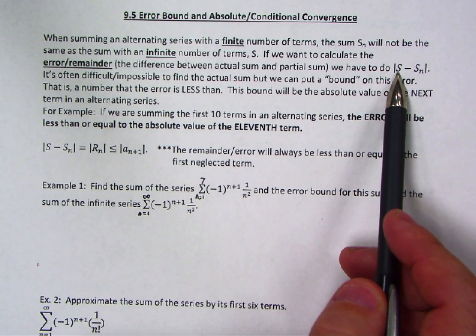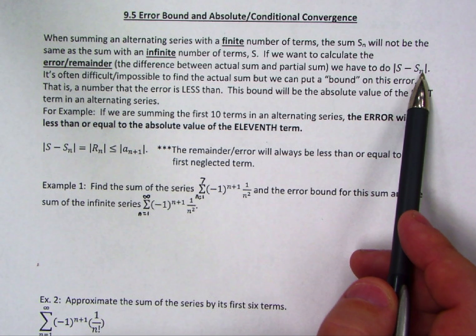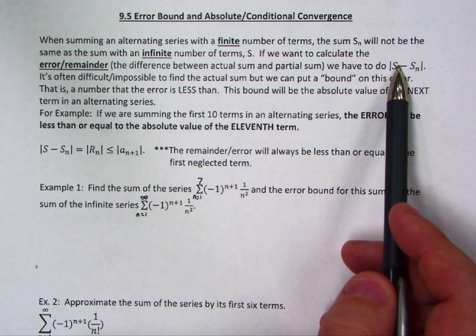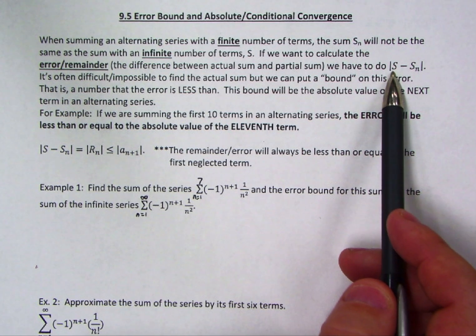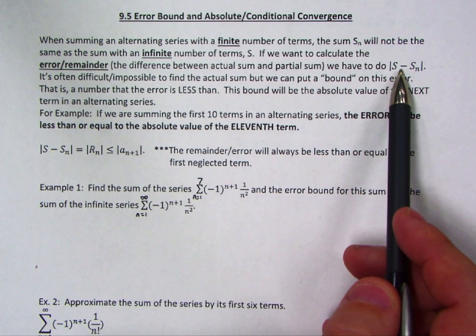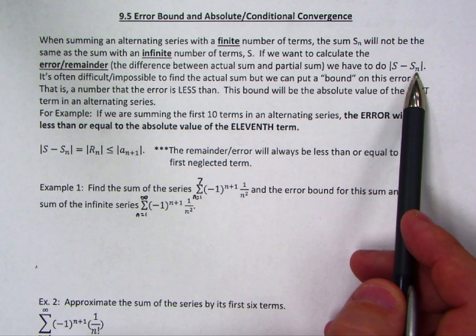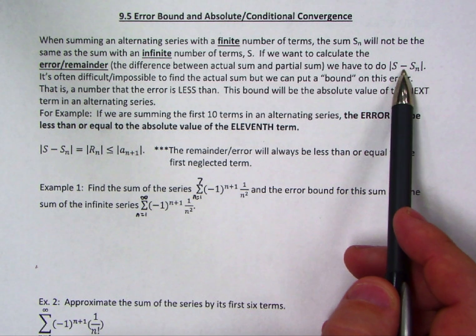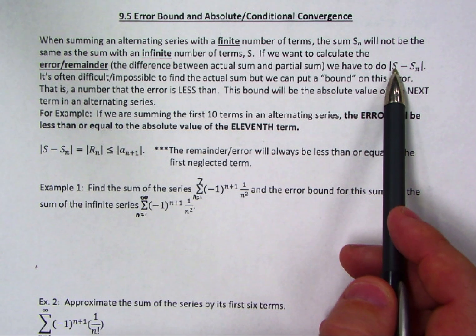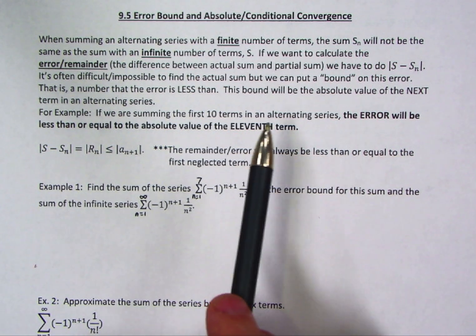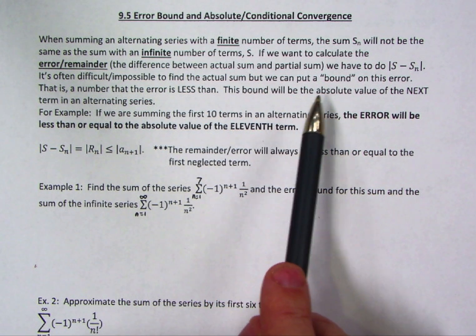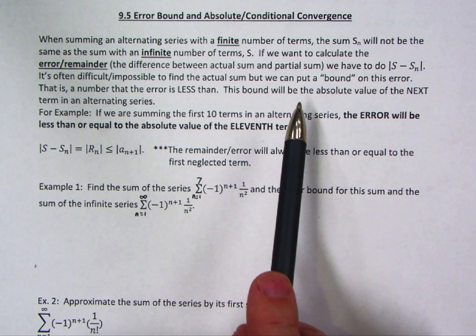Well, what we do, this is this notation. And this notation kind of confused me when I first started teaching this class, but what this is, S is the sum of the actual series. Like if you added up all infinitely many, this is the sum. Take away the sum of the first 7 or sum of the first 8 or whatever. So this is the difference between the sum that you found and the actual sum, and that's called error or remainder. It's often difficult or impossible to find the actual sum, but we can put a bound on this error. We can figure out how far off that error is.